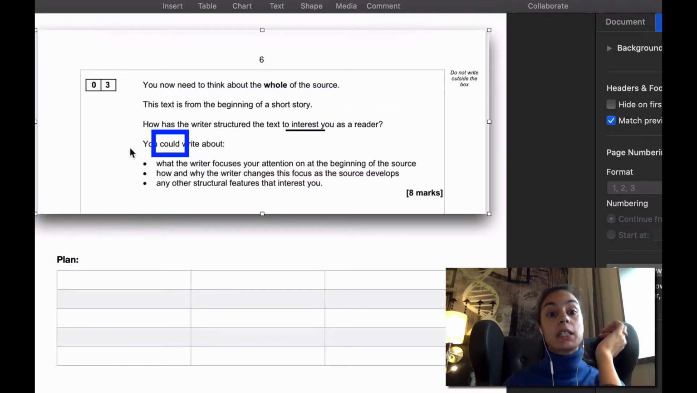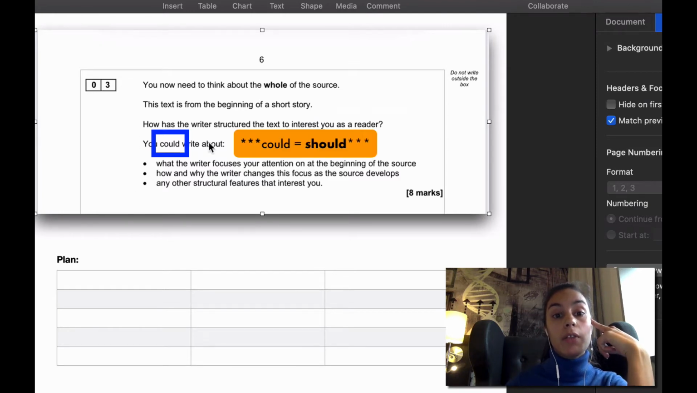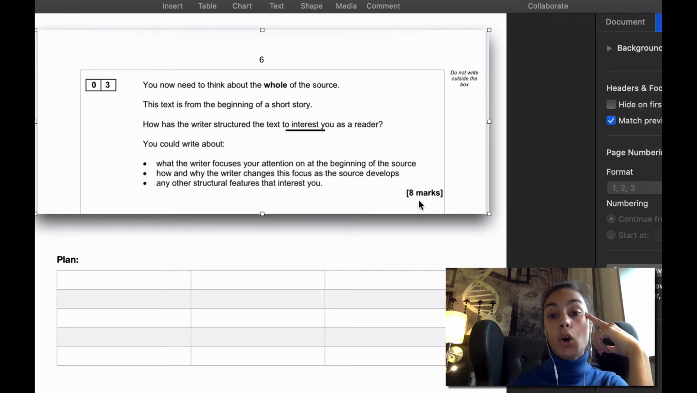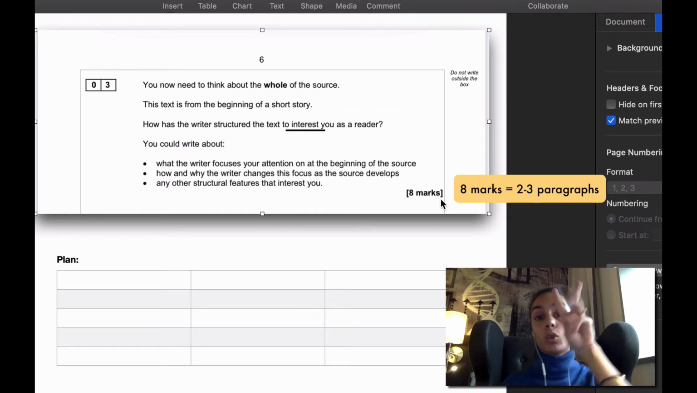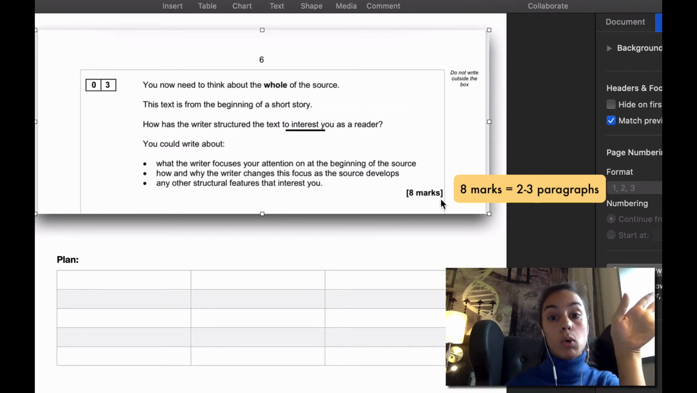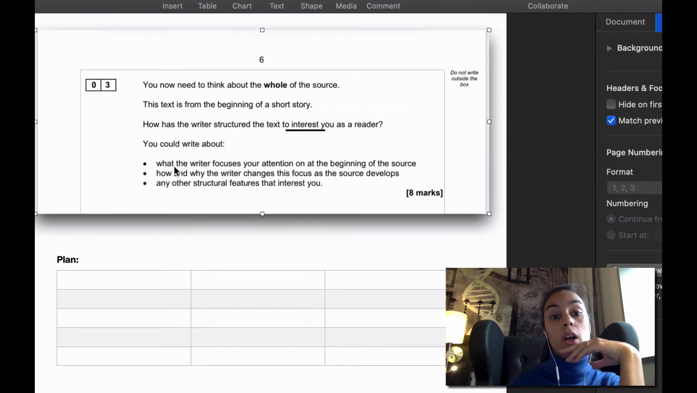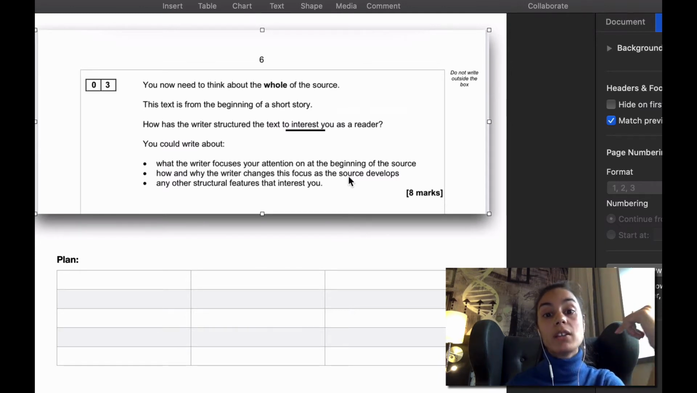Now, when it says in the next part 'you could write about', this 'could' here means you absolutely should. The examiner is telling you what they want you to write about. So I suggest, because it is an 8-mark question, and 8-mark questions mean 2 to 3 paragraphs at most, no more: Paragraph 1, you should talk about what the writer focuses your attention on at the beginning of the source. Then 2, how and why the writer changes this focus as the source develops. So you will need to identify, when does the focus change?